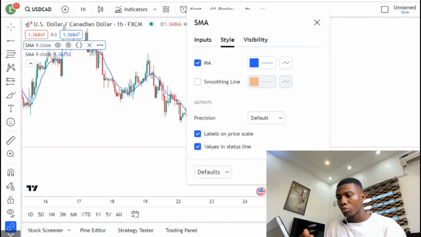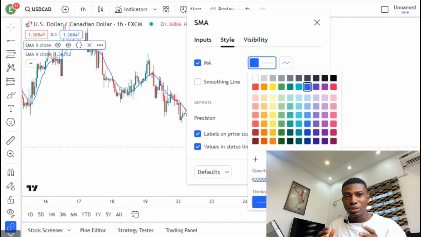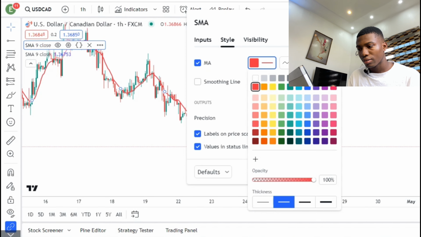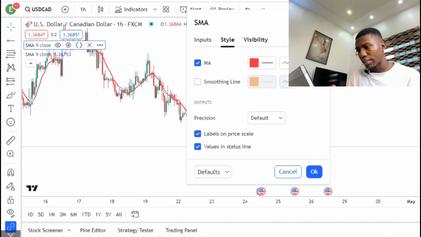So right here we'll go to the style, and to differentiate what we're going to be doing, let's make the 9 moving average red. We're going to increase the thickness just a little bit, and then right here we have the 9 moving average. So this one is all set.